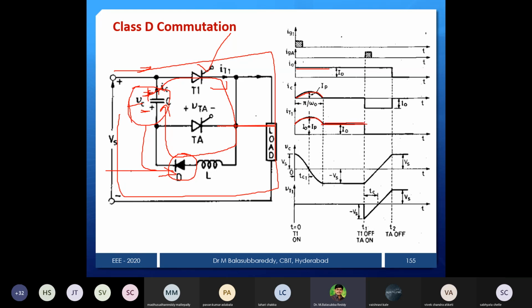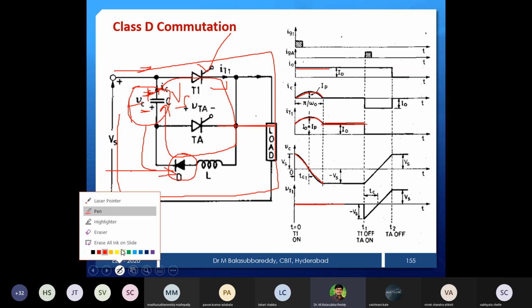Initially the voltage will be Vs, because it is charged in mode 0 operation. Now it changes over from Vs to minus Vs because the polarities are reversed. The voltage across the thyristor is 0 because it is on. That is the mode 1 operation.